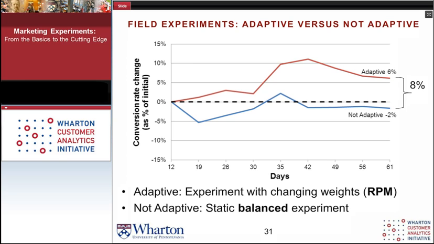And 8% as cumulative lift is not chump change. So say there were a couple of thousand, 2,000 new customers that were acquired. We're talking about over 150 new customers acquired. And that's quite meaningful to the company.